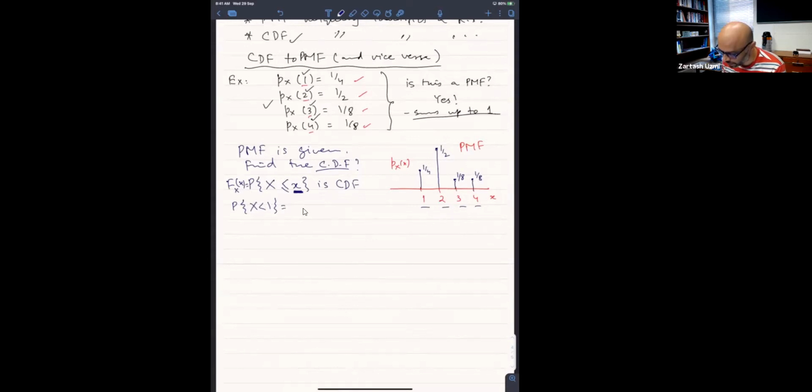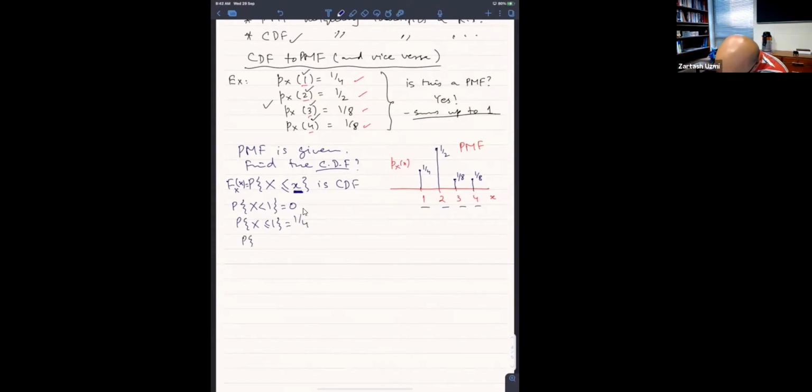Probability x takes a value less than 1. Oh, I know that it doesn't take a value less than 1. It takes the value 1 or 2 or 3 or 4. बस ये 4 values ले सकते हैं. ठीक है. What is the probability x takes a value less than equal to 1? Less than equal to 1 is 1/4.